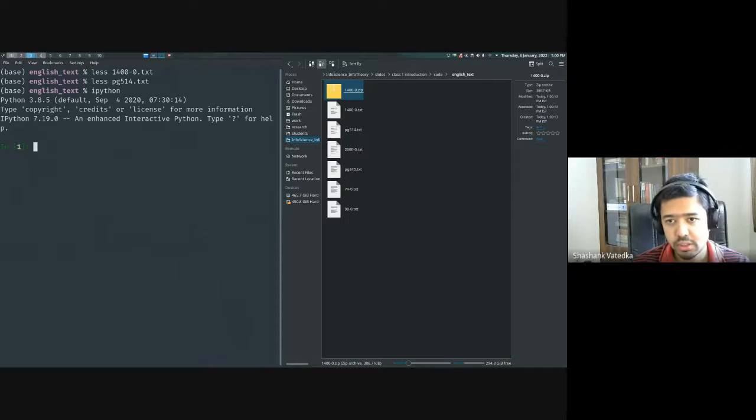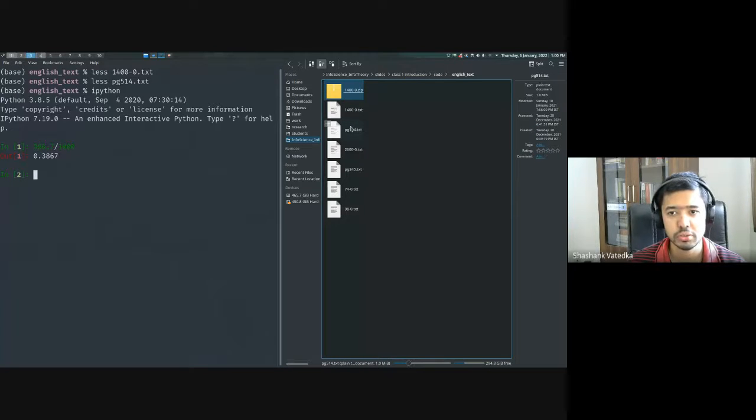So this is for Great Expectations. It is 386.7 divided by, this is 386 kilobytes by 1000 kilobytes, which is 0.3867. So this is the ratio of the compressed file size to the original file size.